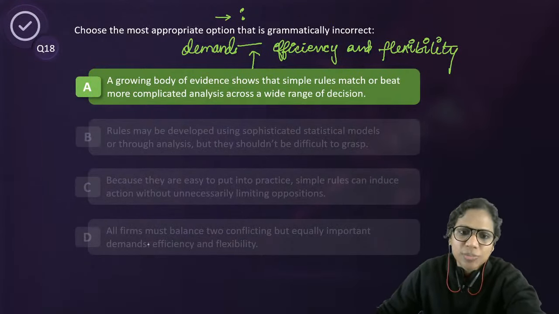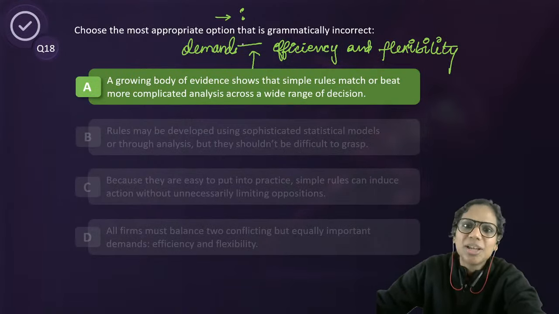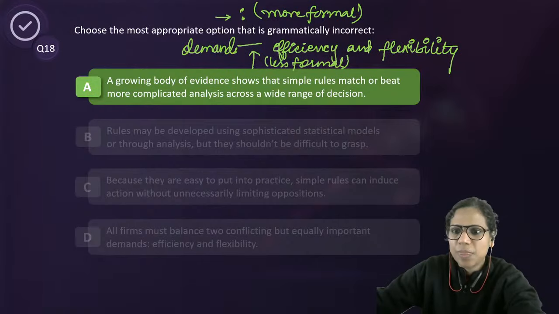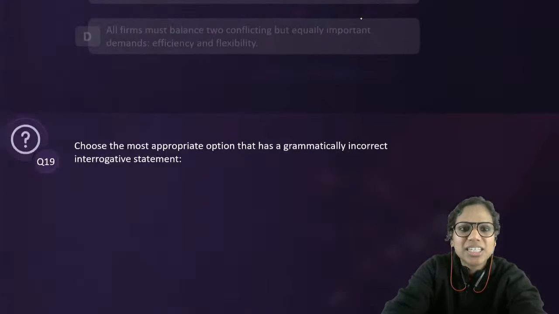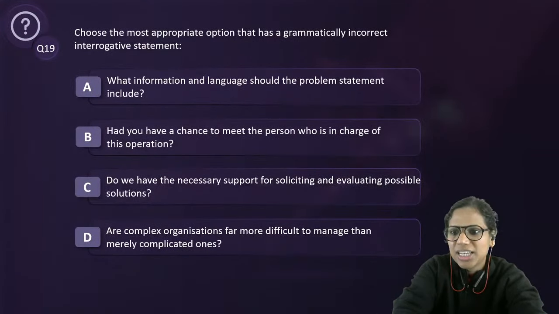So sometimes students place commas also there. A comma is also not incorrect, but it doesn't give out the intention as clearly as an em dash or a colon. The difference between an em dash and a colon is that this is less formal, while a colon is more formal, right? That's the difference. Hope this makes sense. A is the answer. Okay, let's have a look at the 19th question.